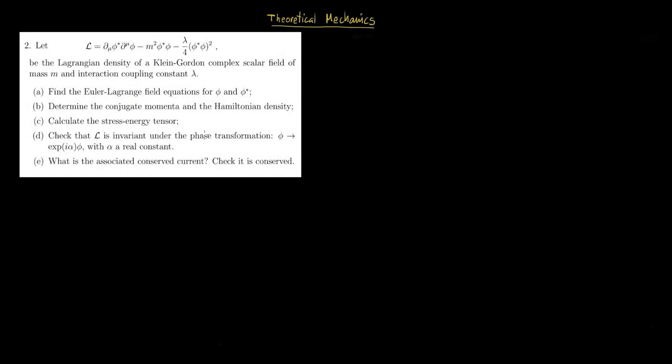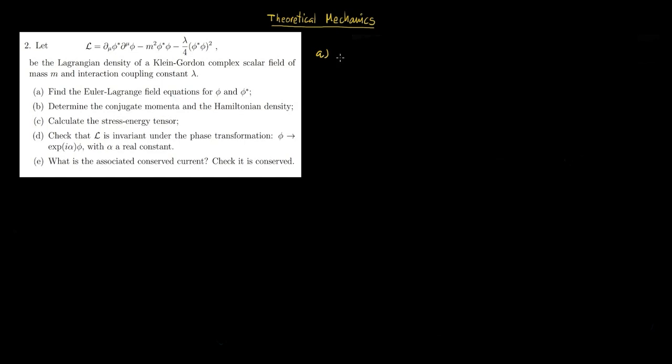Hello, welcome to a new chapter of the Theoretical Mechanics course. Today we're going to do exercise 2, and this exercise consists of a complex Klein-Gordon field. We will not do the first section because I already did it in the previous chapter, so we'll start with section B, which says: determine the conjugate momenta and the Hamiltonian density.